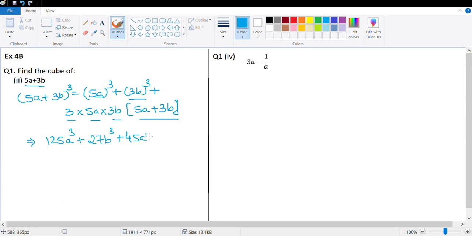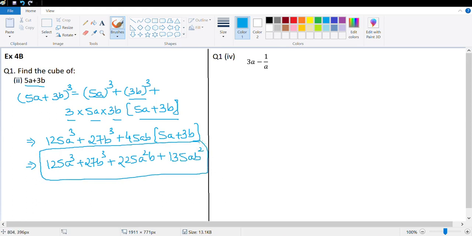times 5a plus 3b. You could leave your answer here, or you could also expand it further to give the answer as 125a cube plus 27b cube plus 45 into 5, that's 225, a square b plus 45 into 3, that's 120 and 15, 135 a b square. So that's your answer. Let's go to the next one.